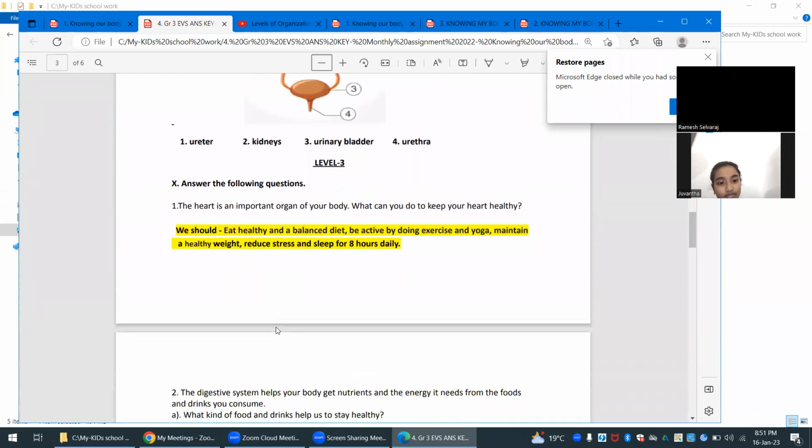So the heart is an important organ of your body. What can you do to keep your heart healthy? Means you need to exercise, eat healthy, sleep 8 hours, reduce stress, and keep a healthy weight. All these things you should be able to answer. They would be asking you to answer. And it's only less than a minute. The session, today's class, will be over in a minute.